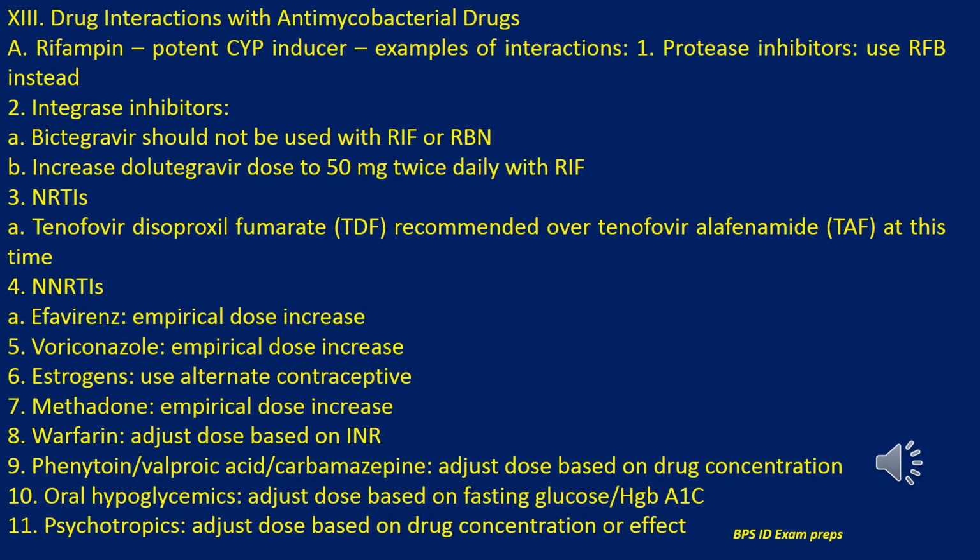Phenytoin, valproic acid and carbamazepine. Adjust dose based on drug concentration. Oral hypoglycemics, it is recommended we adjust dose based on fasting glucose or HbA1c. Psychotropics, adjust dose based on drug concentration or effect.